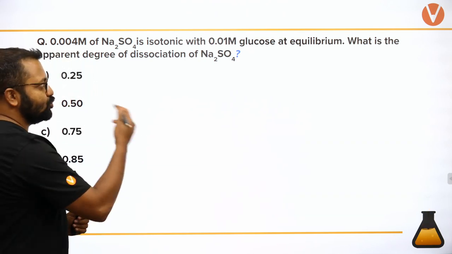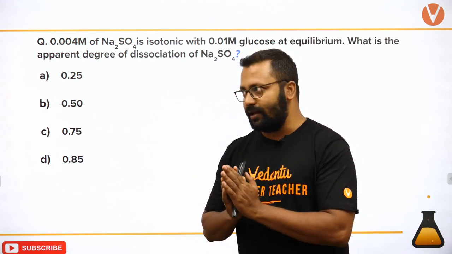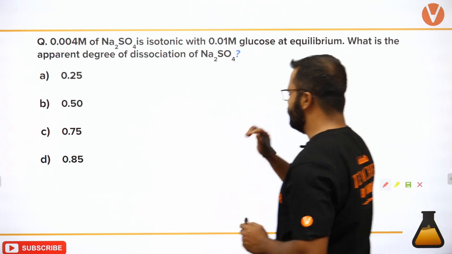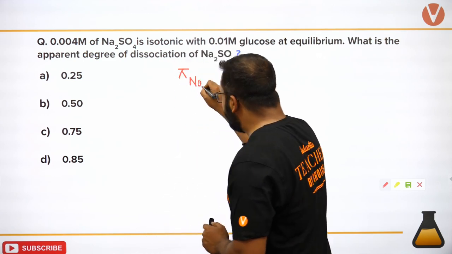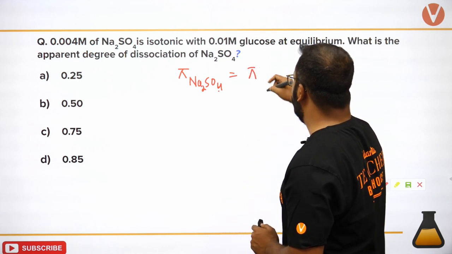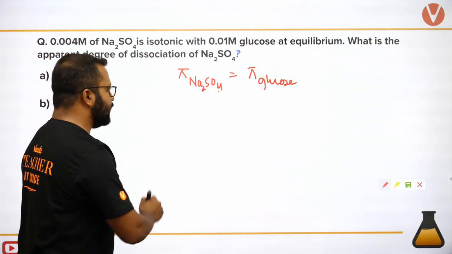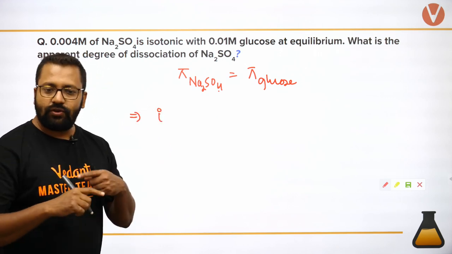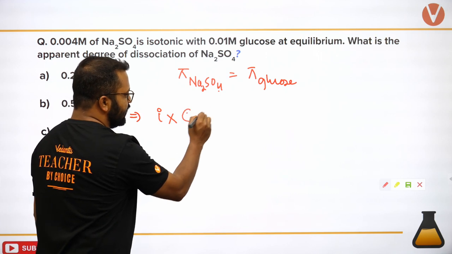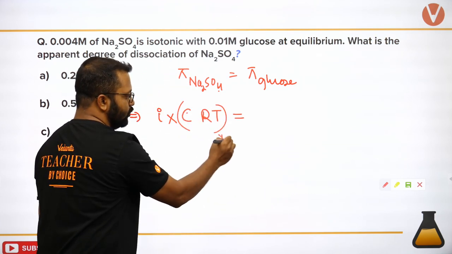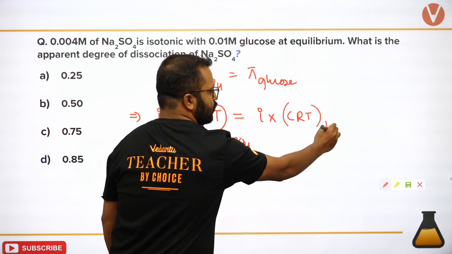How do we solve the question? Isotonic means, what is the meaning of isotonic? It means the osmotic pressure is alike. Osmotic pressure dono ka equal hai. So if I write osmotic pressure due to Na2SO4, it has to be equal to osmotic pressure due to glucose. Okay, osmotic pressure has to be equal. Now osmotic pressure is calculated as, since Na2SO4 is an electrolyte, I will multiply it with i. So i times CRT for Na2SO4, and this will be equal to i times CRT for glucose.